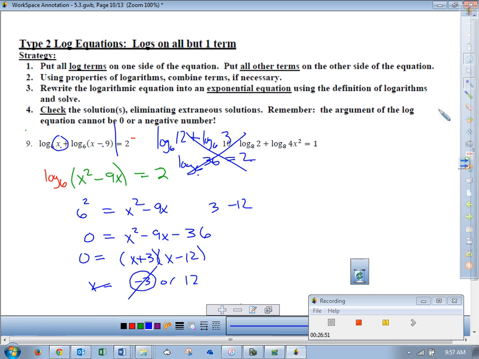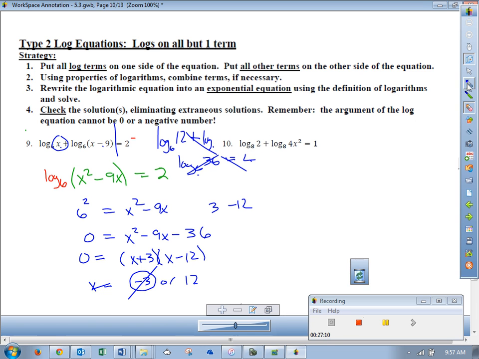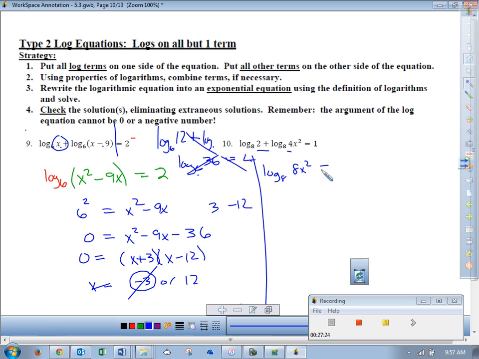Next guy. You got a log, and no log. It means you still got to condense it down regardless of what the scenario is. You got to condense it to log equals something. So this again would be multiplication. So that's log base 8 of 2 times 4x squared, which is 8x squared, right? And that'll equal 1. I'm good with that? Now that not every term has a log with it, what's my move?